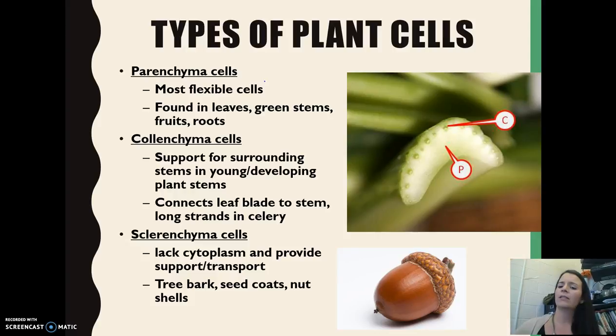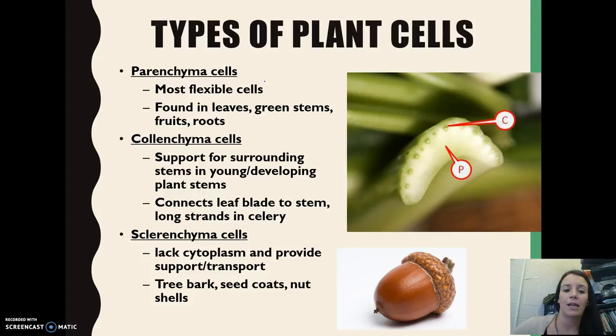So now we're getting into some new materials. So when we talk about types of plant cells, there's three major types of plant cells we'll discuss. So there's parenchyma cells, collenchyma, and sclerenchyma. They're kind of fun to say, but they're pretty long words. So the parenchyma cells are the most flexible. They're found in leaves, green stems, fruits, roots. These are very flexible cells.